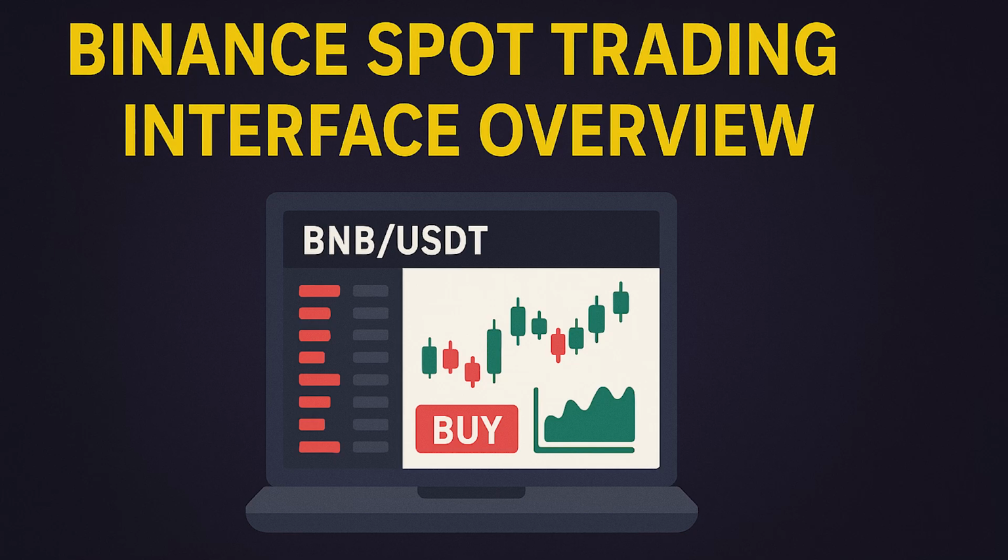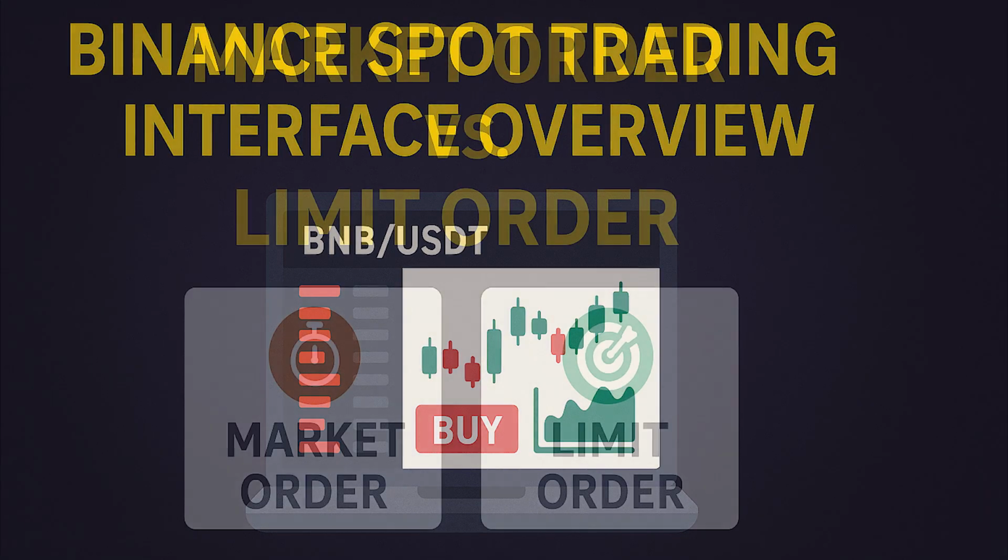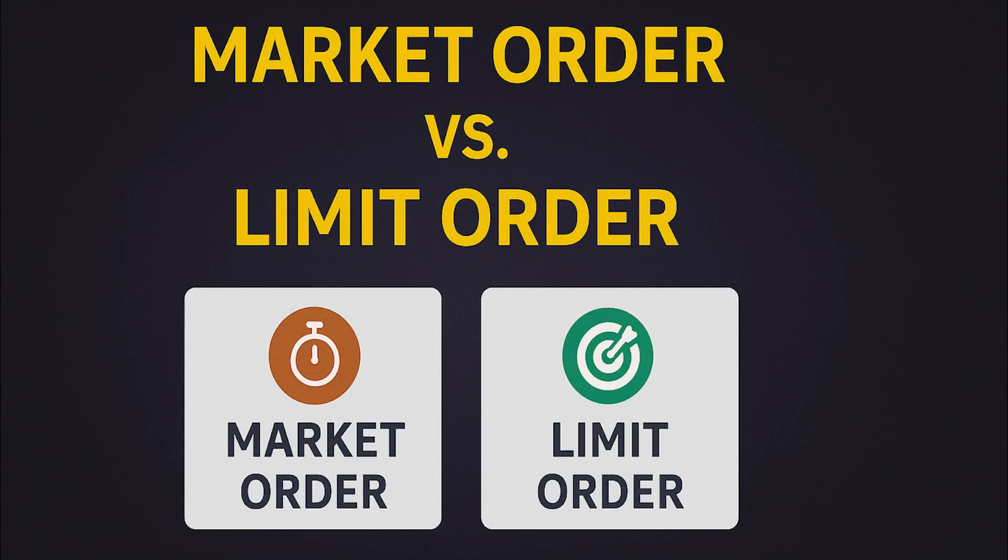Here's what you'll see: a price chart, order book, and the buy-sell panel at the bottom. Don't worry, we'll break it all down. First, choose a trading pair. For example, if you want to buy Bitcoin using USDT, search for BTUSD. Make sure you have the base currency, in this case USDT, in your spot wallet.